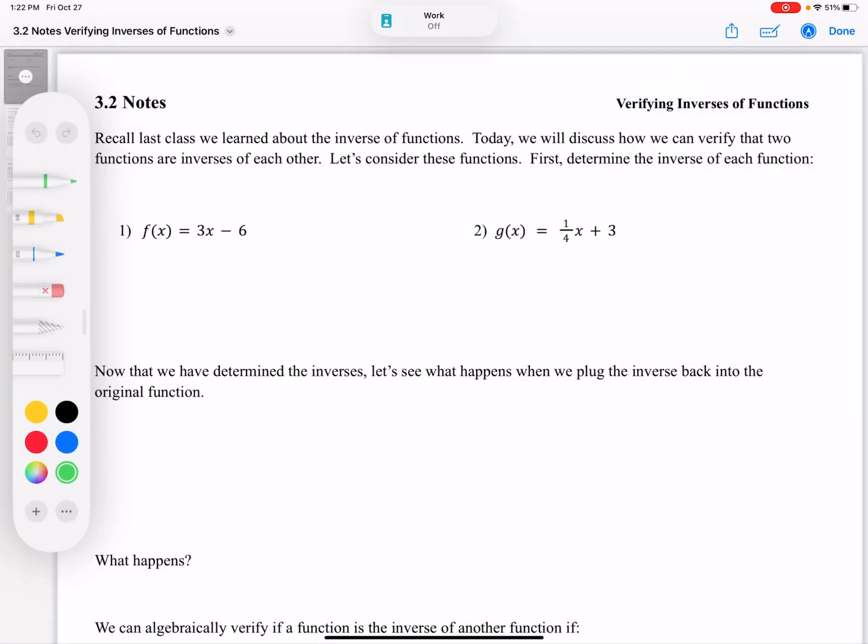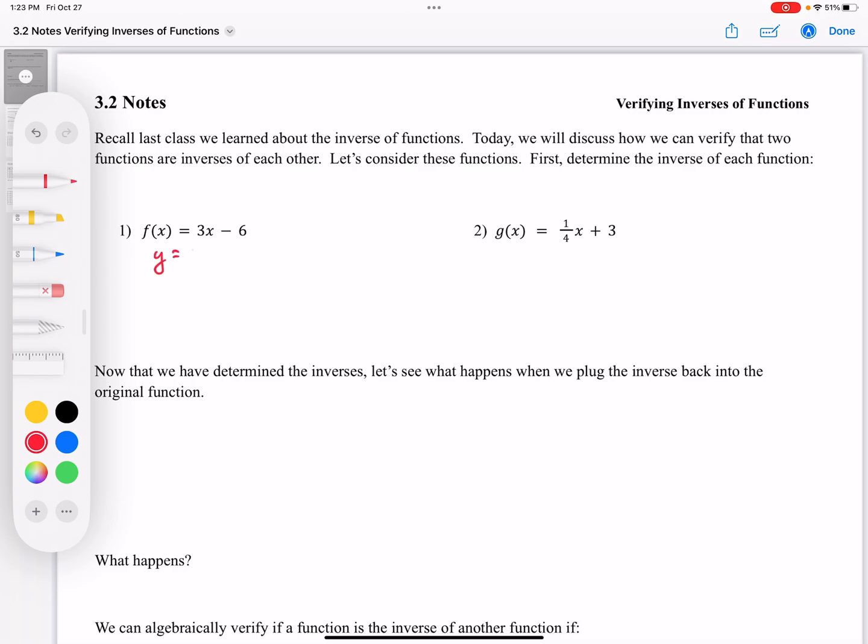All right, welcome to lesson 3.2. We are today going to talk about verifying inverses of functions. Yesterday we found inverses, today we're going to verify. Right quick, let's find the inverses of these first two guys.